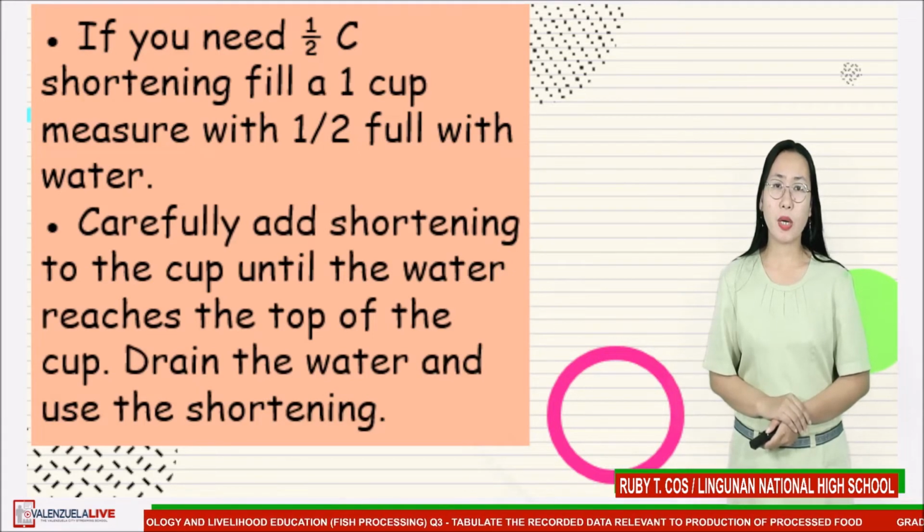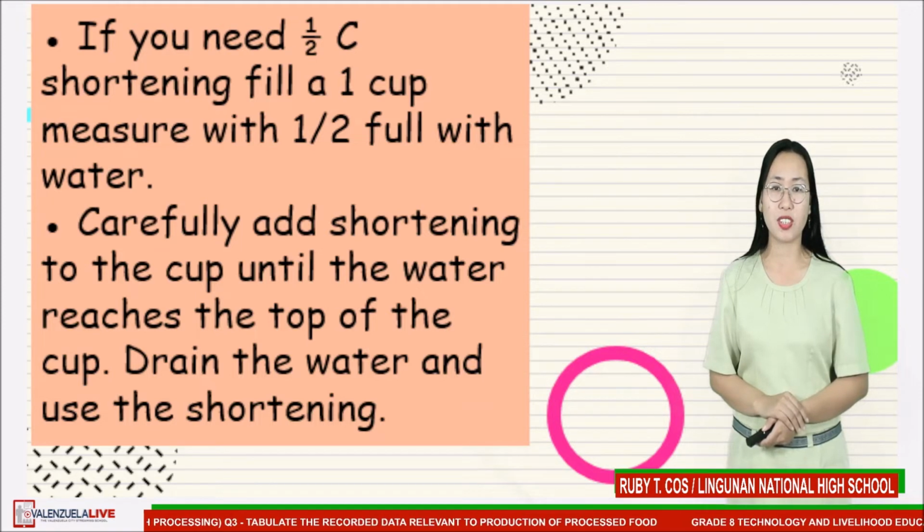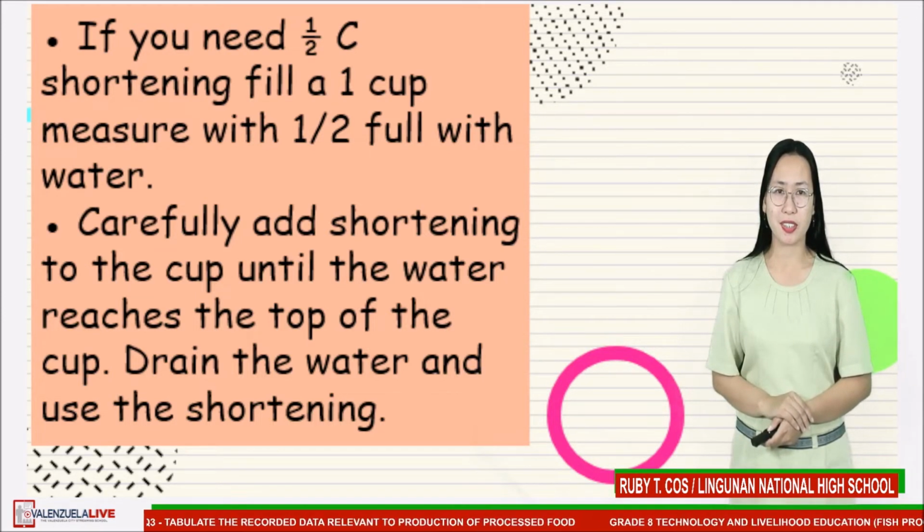If you need 1/2 cup shortening, fill a 1 cup measure with 1 cup of water. Carefully add shortening to the cup until the water reaches the top of the cup. Drain the water and use the shortening.